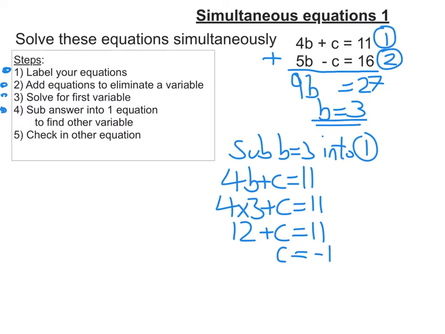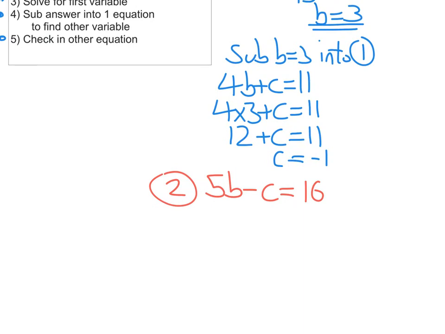Right, now it says check in the other equation. So just to see if we're on the right track, let's put both our answers for c and b into equation 2. So equation 2 here, let's just write that out again. There we go, just move up a bit. So I'm going to replace the b with 3 and the c with negative 1. Make sure that's in a bracket.